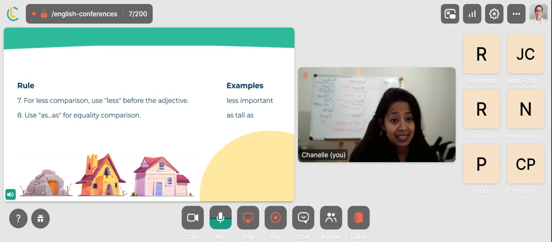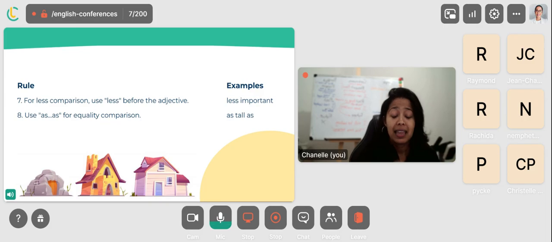For less comparison, that means when you want to say that something is less. En français, on dit c'est moins. To use this in English, we will say that it is less plus an adjective. For example, it is less important. Okay, so this document is less important than that document or yesterday's document.